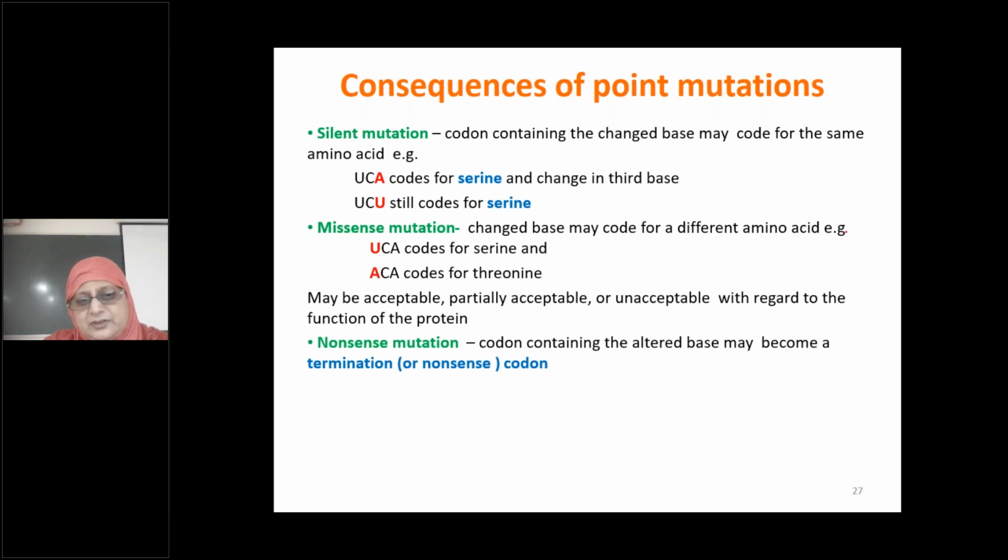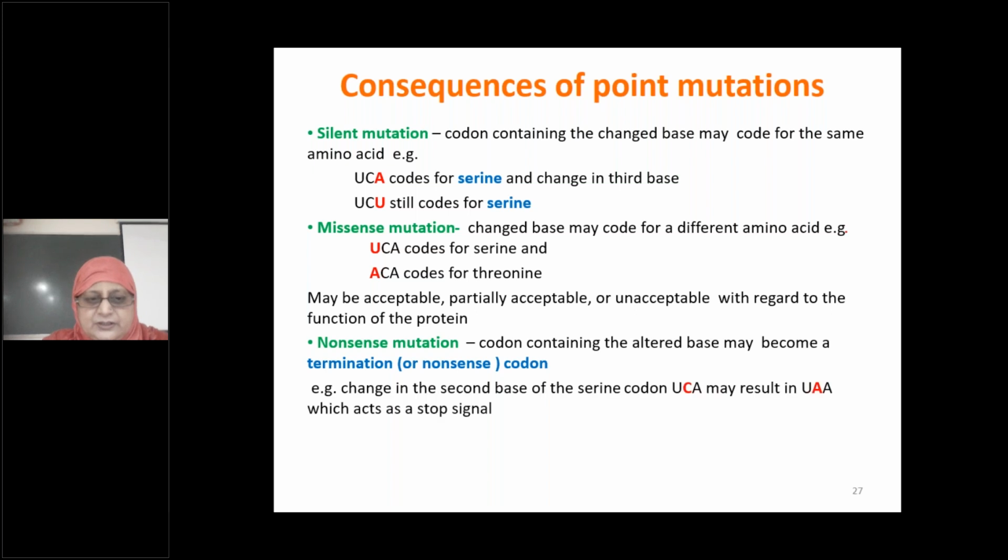Then nonsense mutations are those where the codon containing the altered base becomes a termination or nonsense codon. For example, still continuing with the same example, serine UCA, now the second base, if it's changed to A, then this UAA becomes a stop signal.